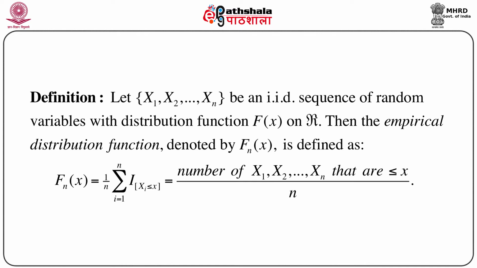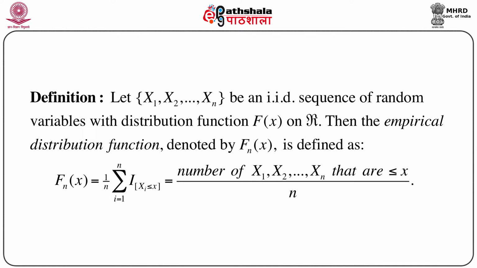Then we define the empirical distribution function, denoted by Fn(x), as Fn(x) = (1/n) summation i equals 1 to n of the indicator of Xi less than or equal to x. That means if Xi, the realization of the random variable for a particular i, is less than or equal to x, we call it 1, otherwise 0.